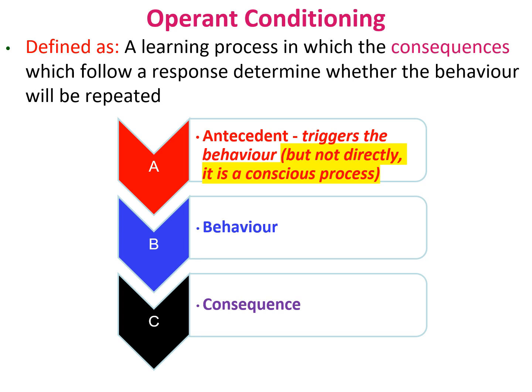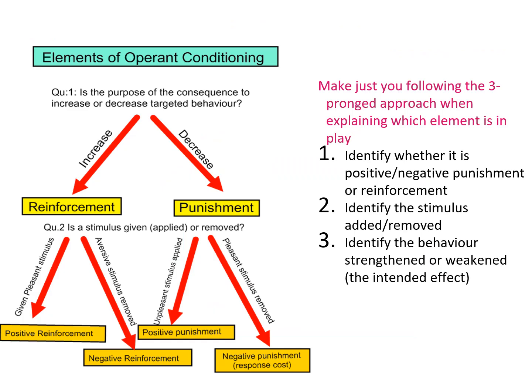And then following that behavior, there needs to be a consequence applied. There could be a punisher or a reinforcer. Now, when you're asked what type of consequence is it, then you need to follow the three-pronged approach that I've got on the right here.